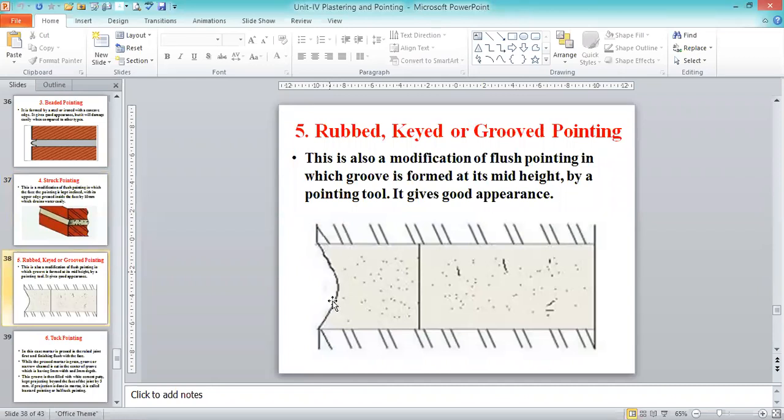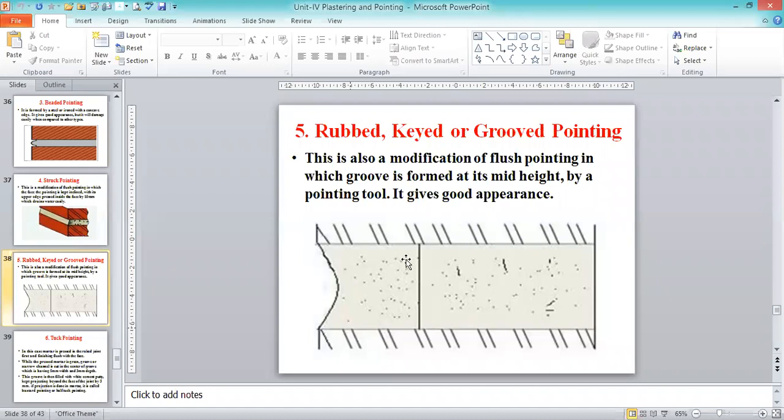We can make a shape. Earlier we made a shape with iron or steel in the beaded pointing, where we make the iron or steel into one shape and then start the pointing. But here in the groove pointing, we make a groove, and later onwards we start filling up the mortar. That joint is called the grooved, keyed or rubbed joint, or rubbed pointing. This is also for appearance purposes.